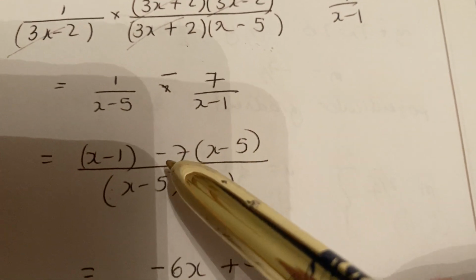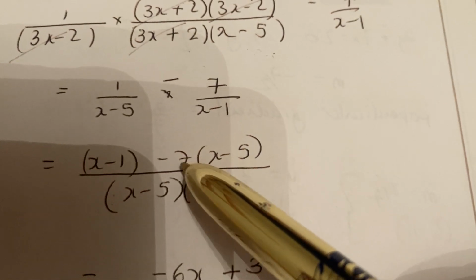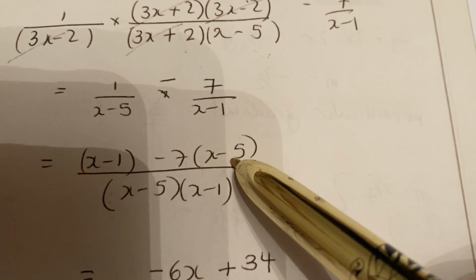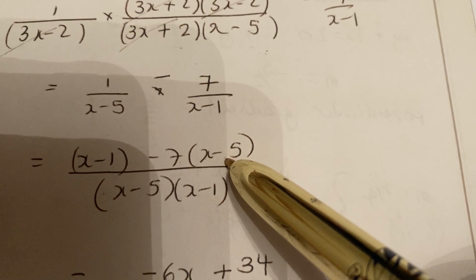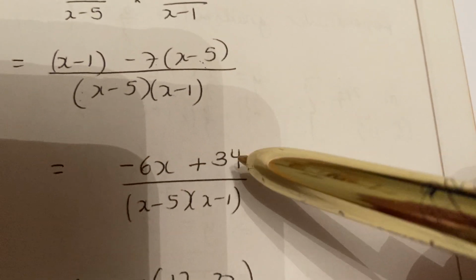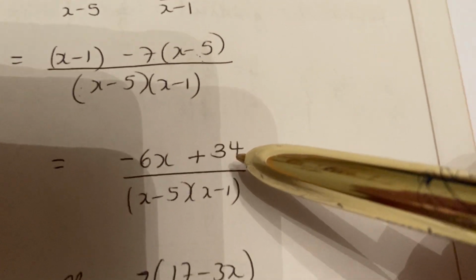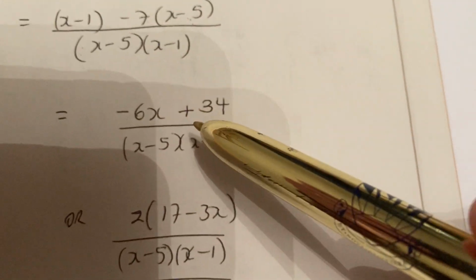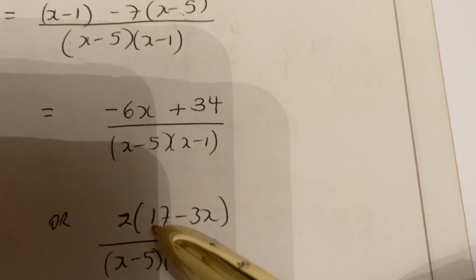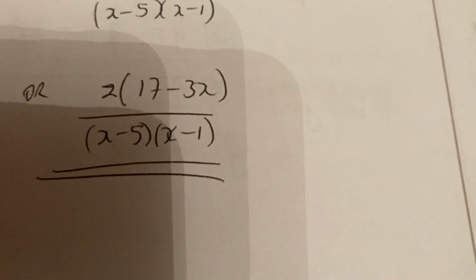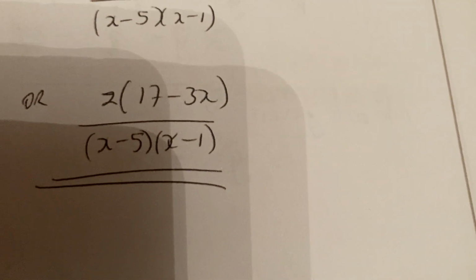Simplify off the top. Careful with this minus 7, because not only is it minus 7x, but a minus 7 times a minus 5 gives you plus 35, which when you simplify all of that top, you're going to get minus 6x plus 34. And it asks in the question for it to be in simplest form. So at this stage, you bring out a factor of 2 on the top, at the front of the single bracket, and write 17 minus 3x. And then x minus 5, x minus 1 can't be simplified any further on the bottom.